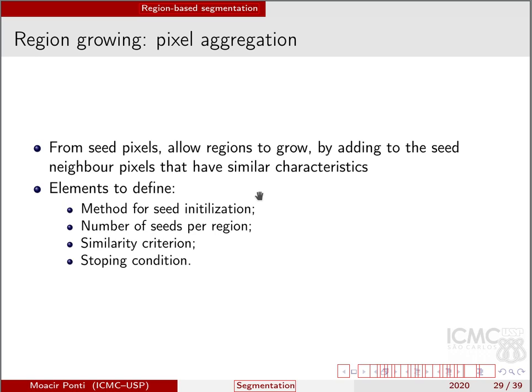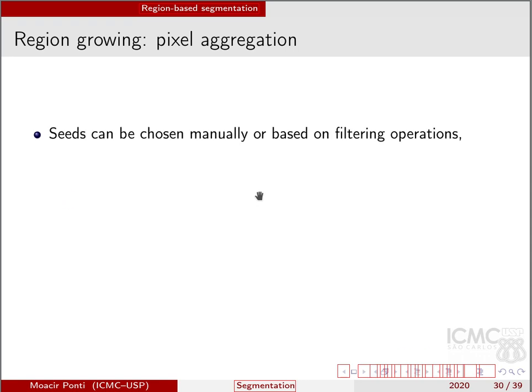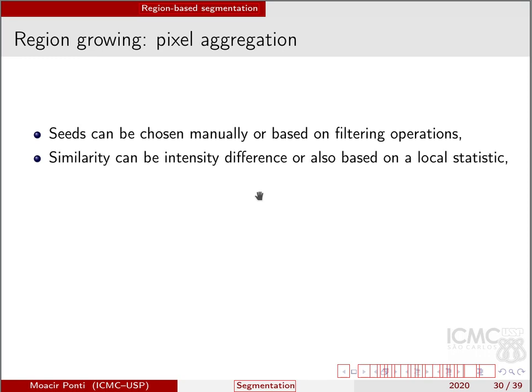Important elements to define here are the method for seed initialization, which means we want to define the seeds in some way, the number of seeds per region, how we are going to define the criterion for similarity, and the stopping condition as well. The seeds can be chosen manually by the user, for example, or based on filtering operations or other algorithms, as we are going to mention in the source code.